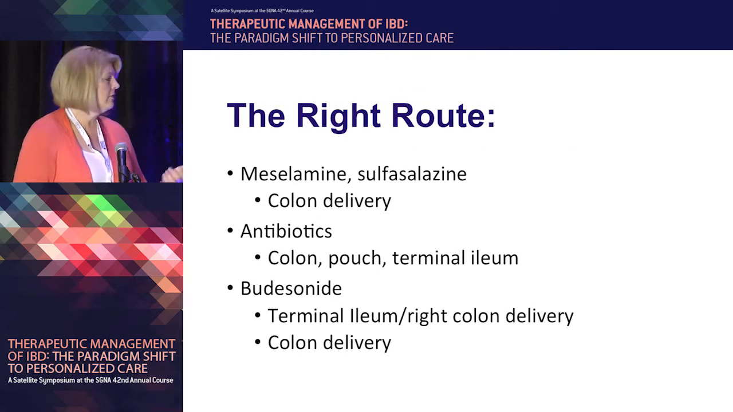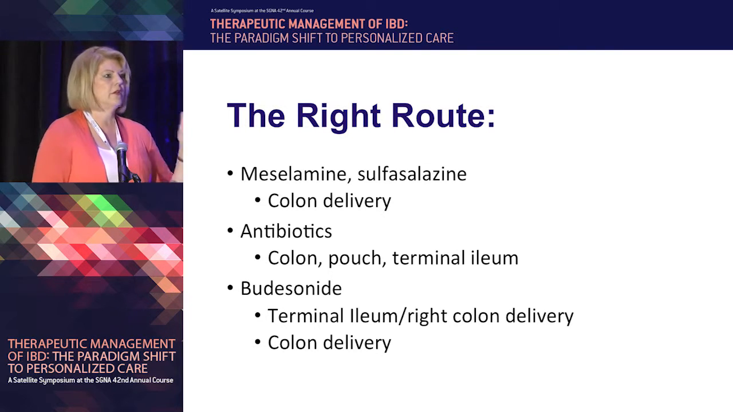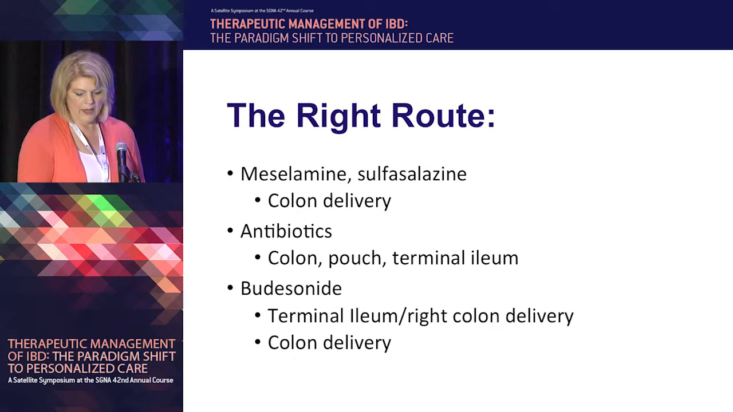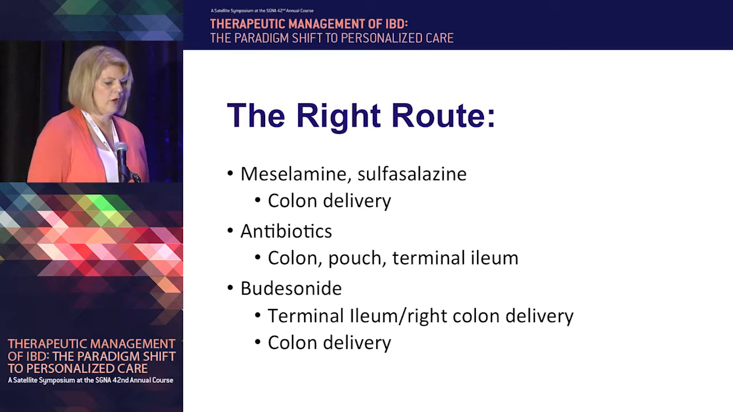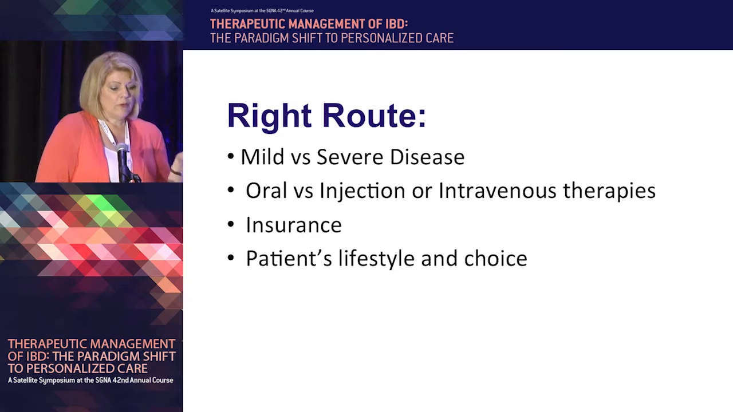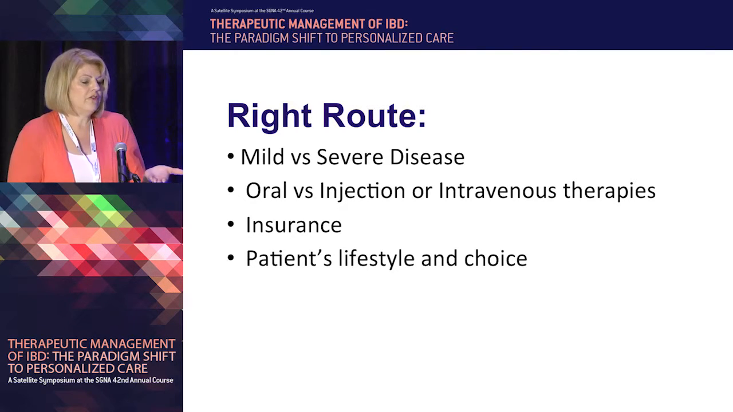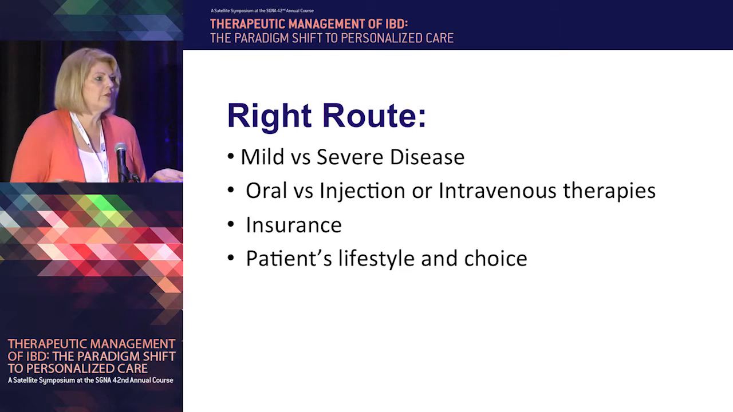The right route: Laurel went through a lot of that. The mesalamine and sulfasalazine delivered in the colon, antibiotics for colon and pouch, budesonide to treat terminal ileal disease. She went through all of that. Also looking at the right route, the mild to severe, we've talked about. Oral versus injection or intravenous therapies. What works for the patient?